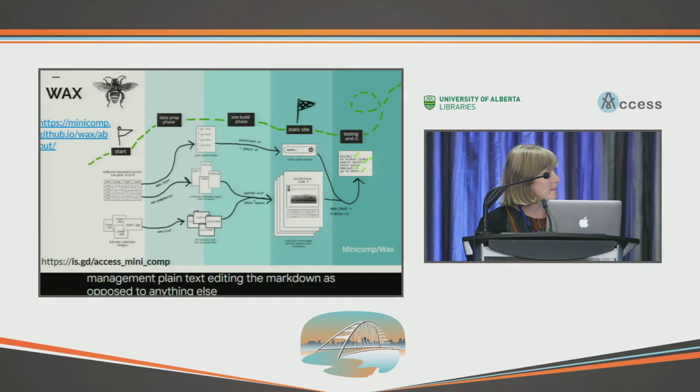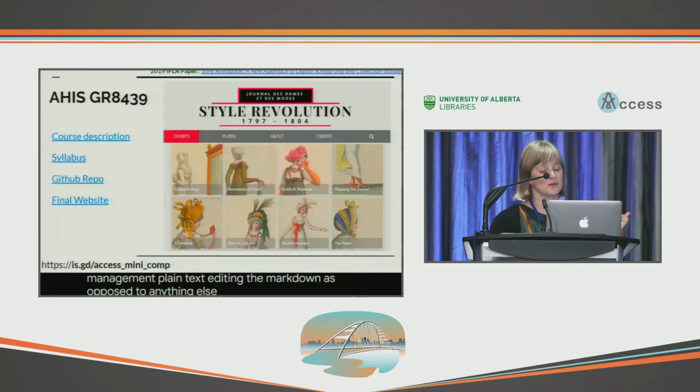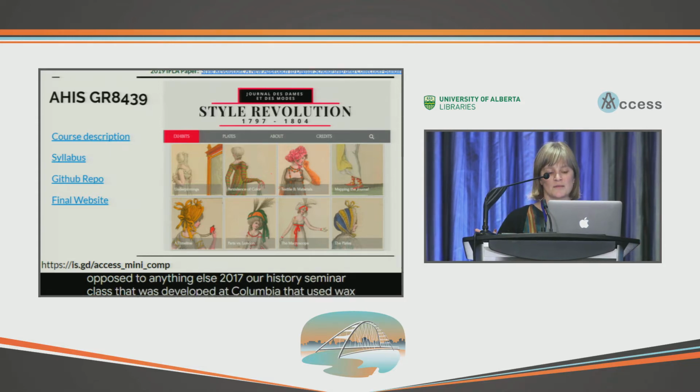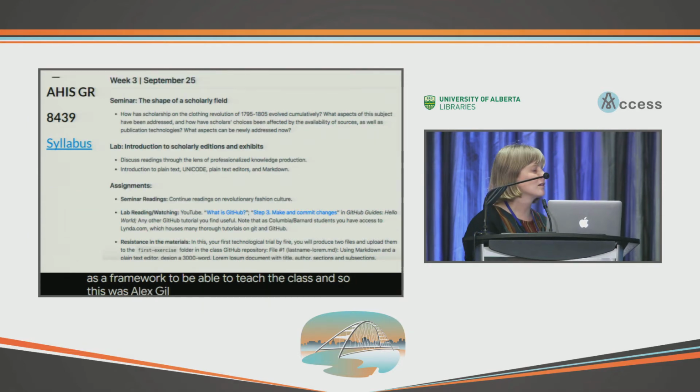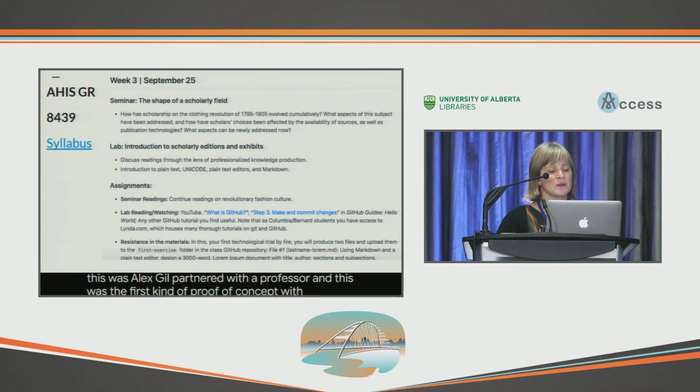This is what I really want to show you, though, and this is the 2017 art history seminar class that was developed at Columbia that used WAX as a framework to be able to teach the class. And so this was Alex Gil partnered with a professor, and this was the first proof of concept with WAX where they were looking at it.